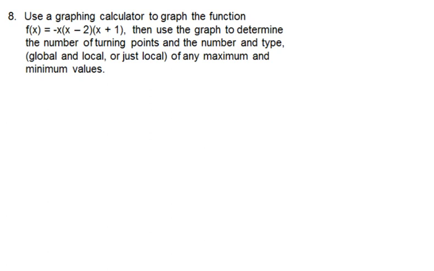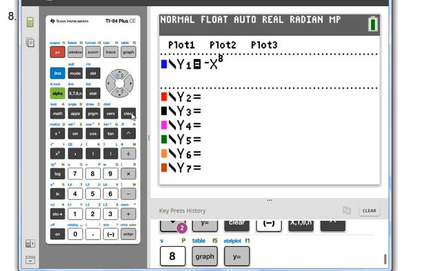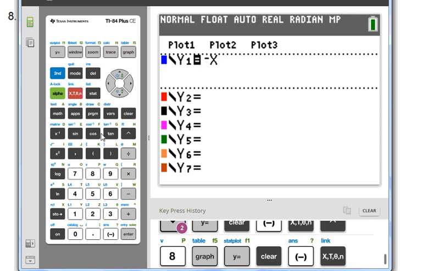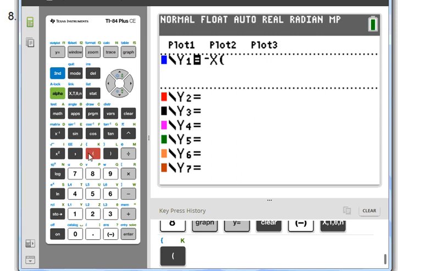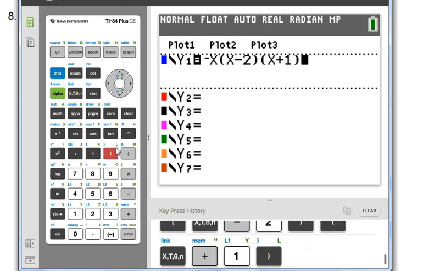Eight, use a graphing calculator to graph the function f of x equals negative x times quantity x minus 2 times quantity x plus 1, then use the graph to determine the number of turning points and the number and type, global and local, or just local, of any maximum or minimum values. So when we graph this in a calculator, I'll just do this right now. We have negative x times quantity x minus 2 and x plus 1. So here we have it.